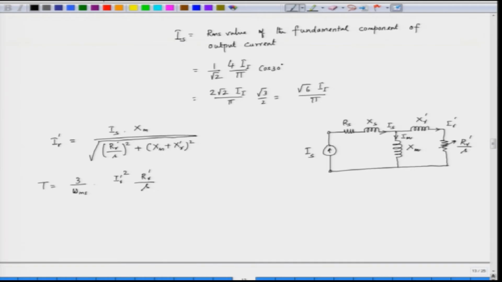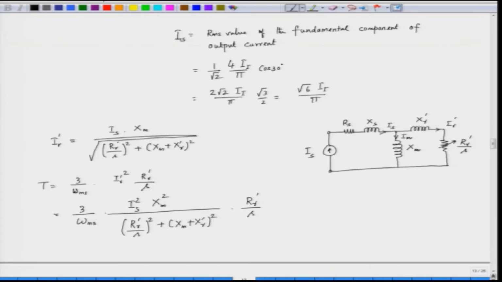So, we substitute the value of I_R prime here. That is equal to 3 divided by omega_ms into I_S square X_M square divided by (R_R prime by S) whole square plus (X_M plus X_R prime) whole square. So, this is in the denominator. So, into R_R prime by S. Now, this is the torque versus slip. So, torque is a function of slip.